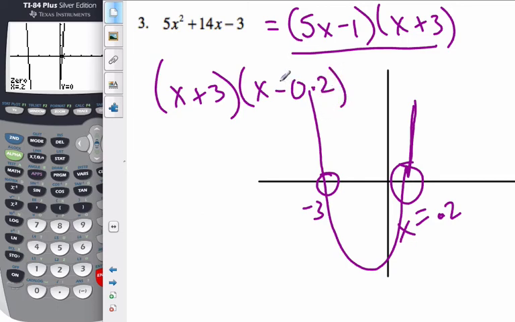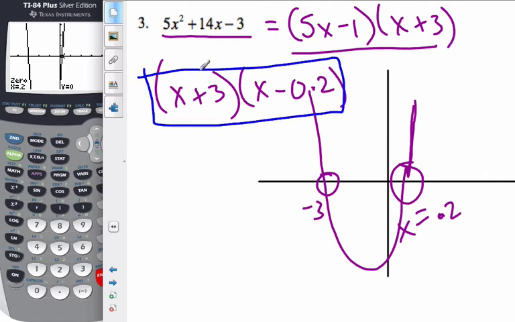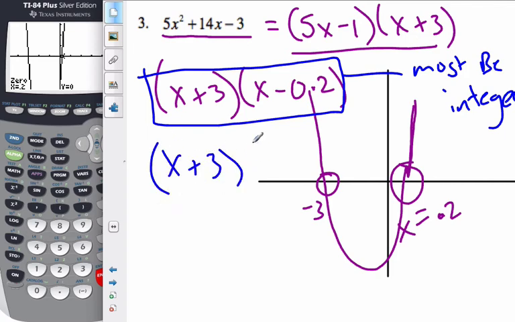Now, I know then that this becomes x plus 3 and x minus 0.2. My problem is if I multiply it as is, I don't get this. One of the rules of factoring says that all these numbers that are in here must be integers. Okay, so if I take this and think about my fraction, I know this is x plus 3, and this is x minus 1/5. I know that this is what I want to get.